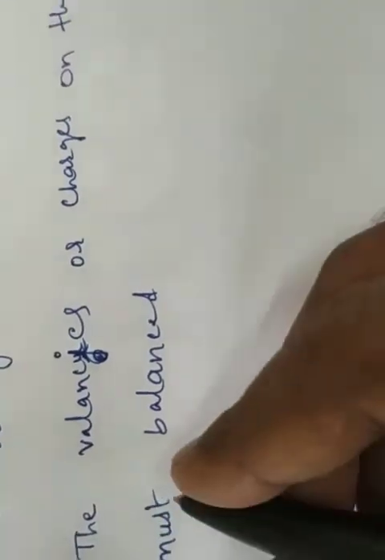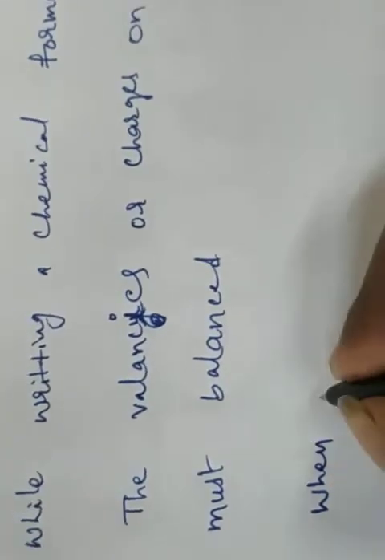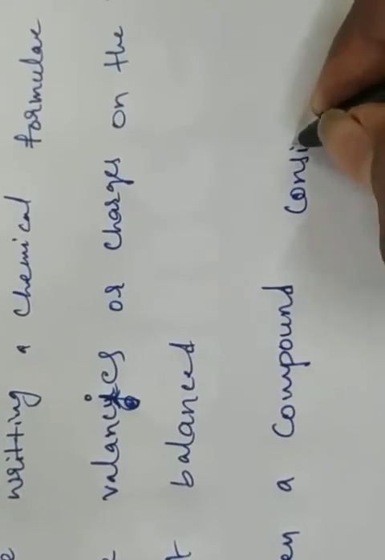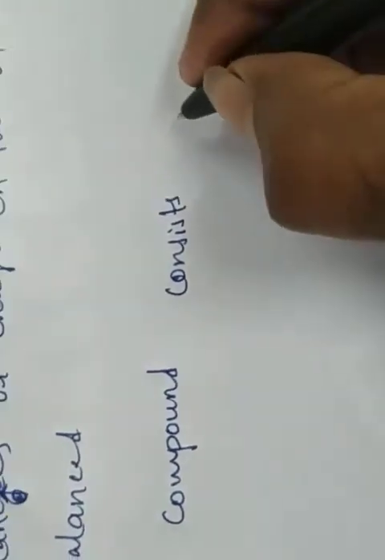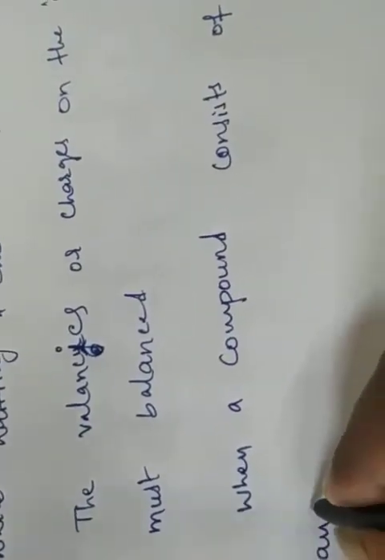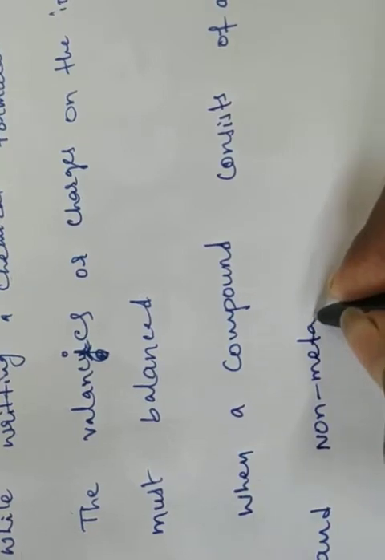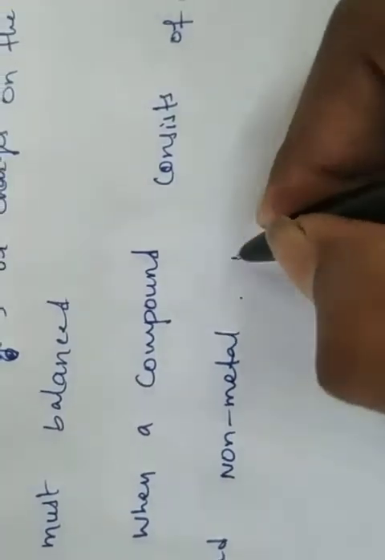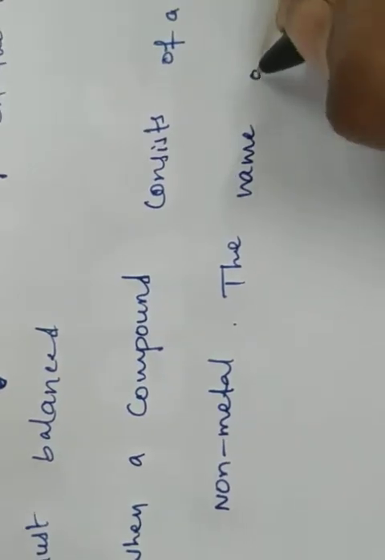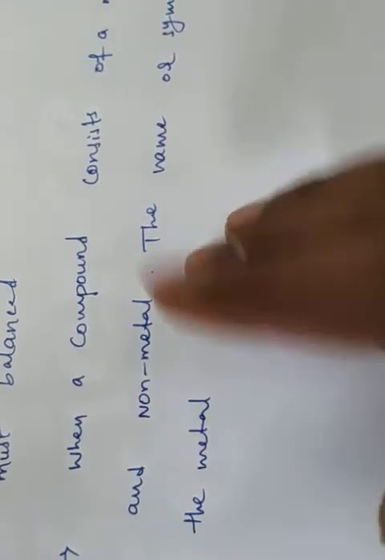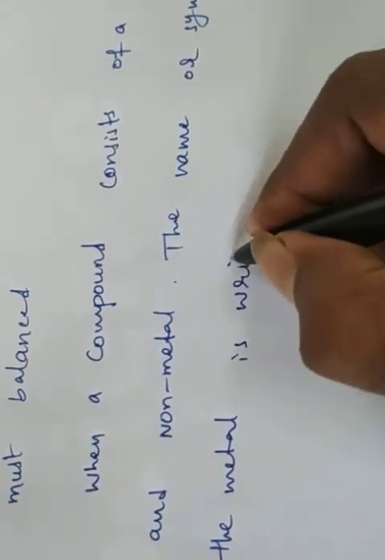Okay, see, when a compound consists of a metal and non-metal, the name or symbol of the metal is written first.